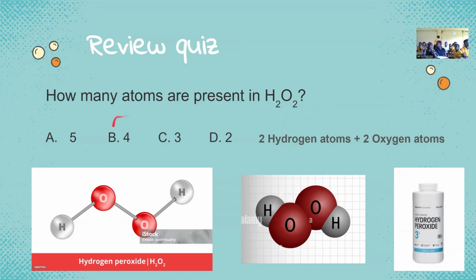So there will be four, right? Because there are two hydrogen atoms and two oxygen atoms. So there are a total of four atoms.